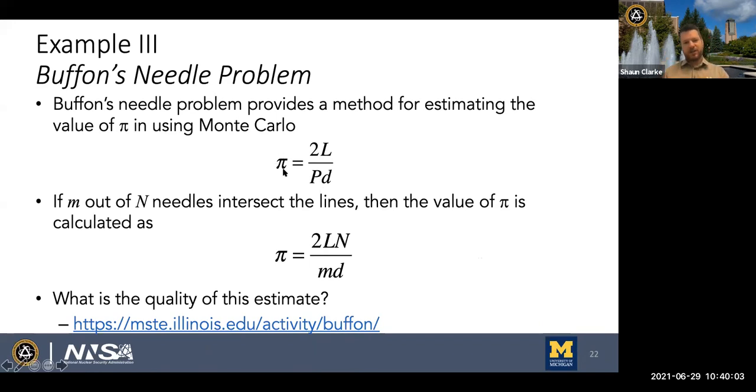So this was kind of the thought experiment that was done, and it actually gives a way to compute or estimate pi using Monte Carlo methods. So how do we measure P? Well, if we drop some number of needles n onto the floor, and m out of those n hit or intersect the lines, then we can compute pi as 2 l n over m d. And I think the question in the chat was getting to this last point, which is what is the quality of the estimate?